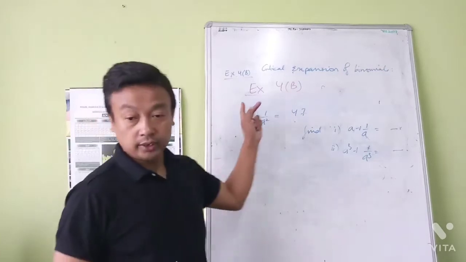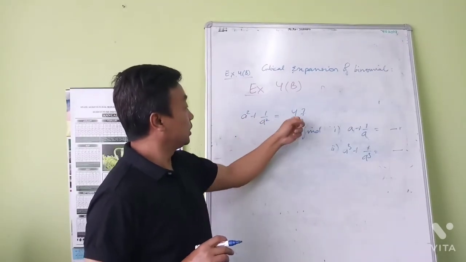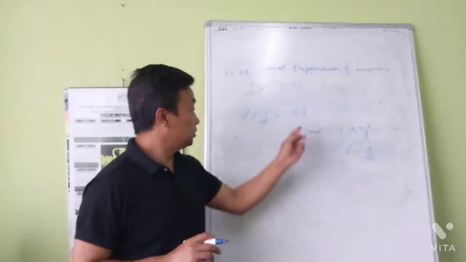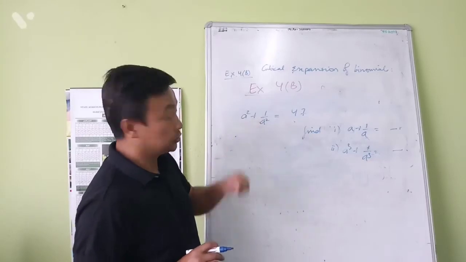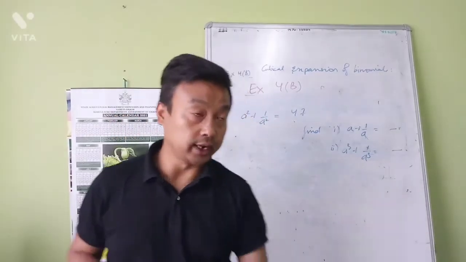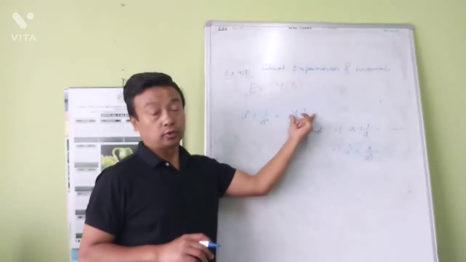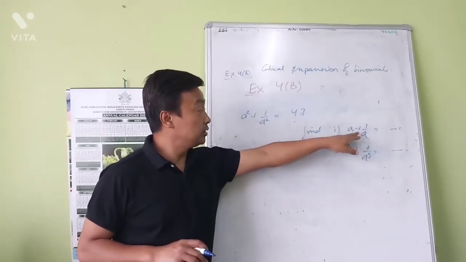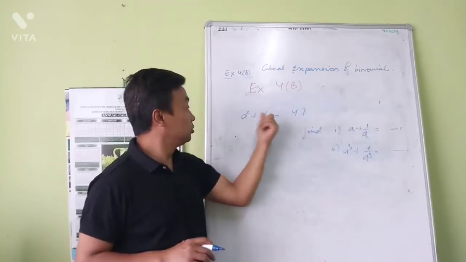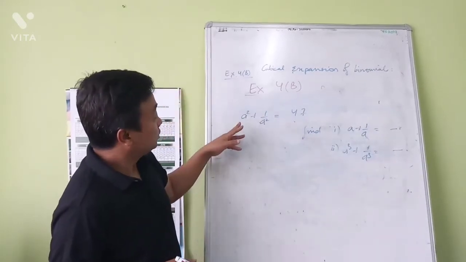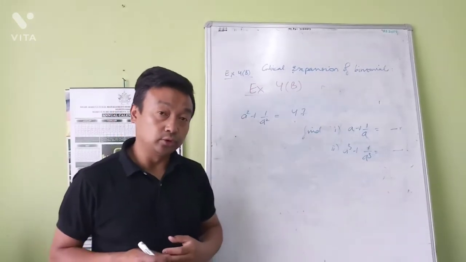But here what you are given is a square plus 1 by a square equals 47. If you observe this 47 on the right hand side, now you have to get rid of this square. If you look at the left hand side, you have got 2 terms, and here you have got 47. Now this is slightly different. You have to get only a plus 1 by a. There is no square, and you cannot use a square minus b square formula also.